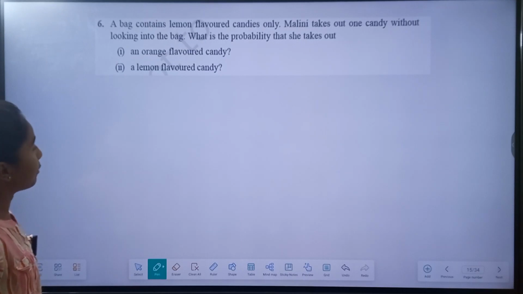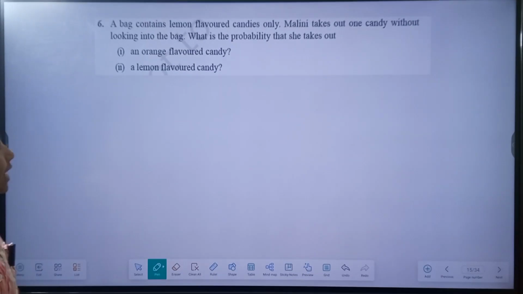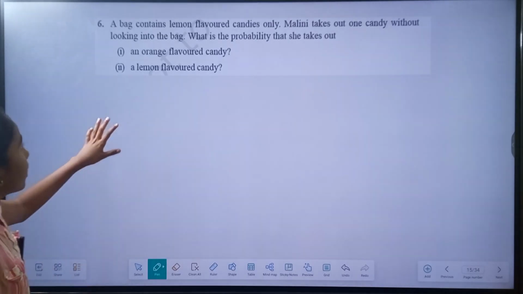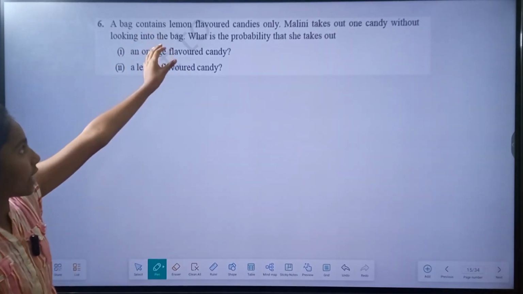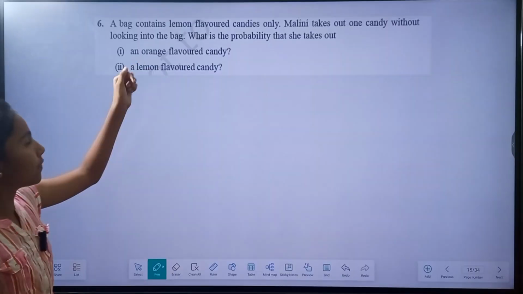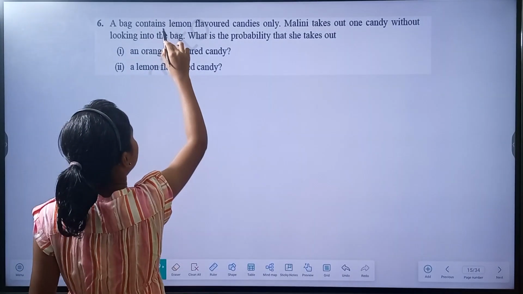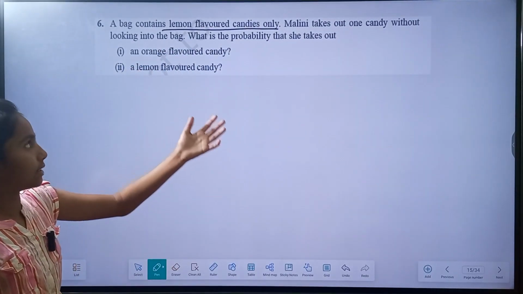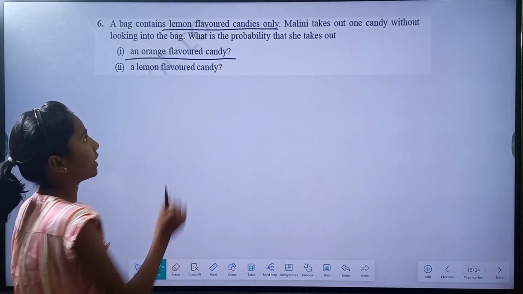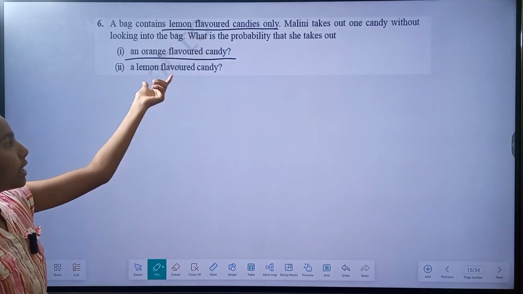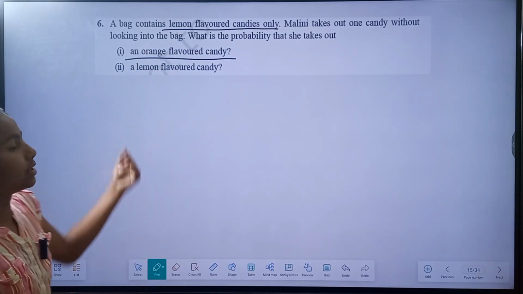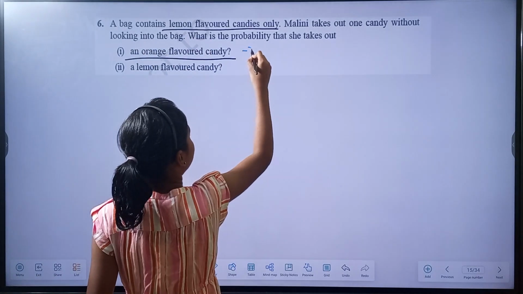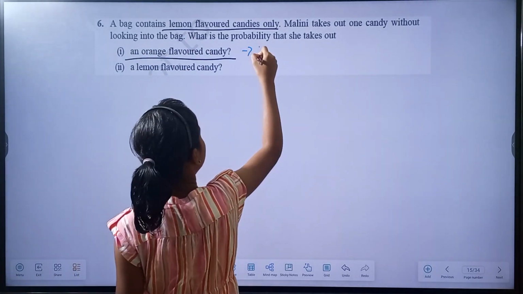Okay. A bag contains lemon flavored candies only. M takes out one candy without looking into the bag. What is the probability that she takes out an orange flavored candy? Okay, so a bag contains only lemon flavored candies, but they are asking the probability that she takes out an orange flavored candy. How can we take out an orange flavor? So the required probability is 0. It is an impossible event. This is 0.